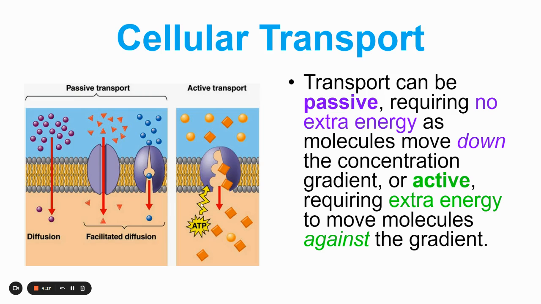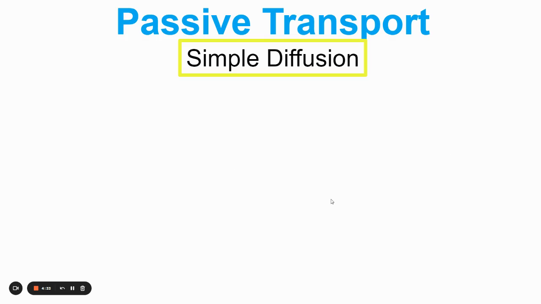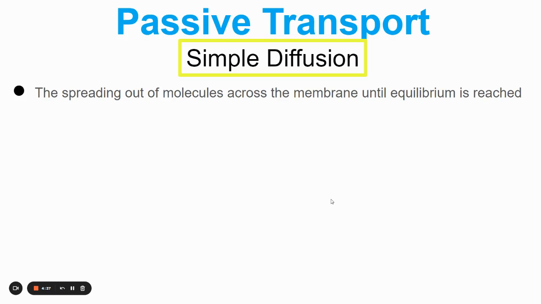We actually are going to need some energy to go against the grain here to get that river back up the mountain, so to speak. And we're going to talk more about what those possible ways are for a cell to move stuff against that grain, against the gradient.